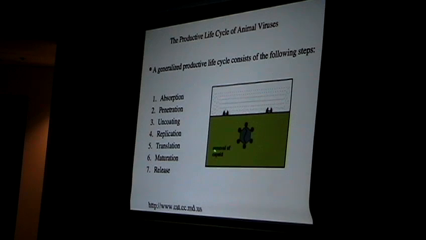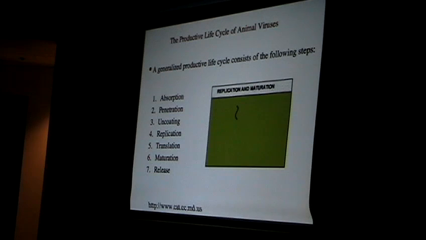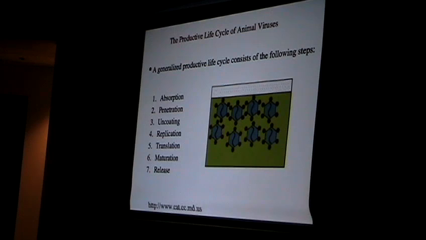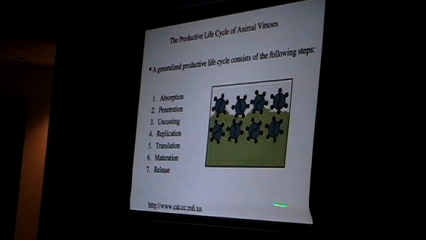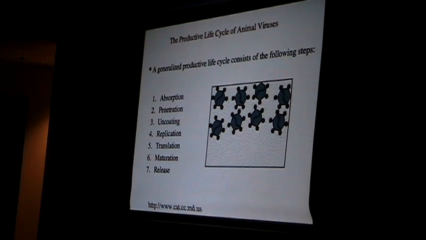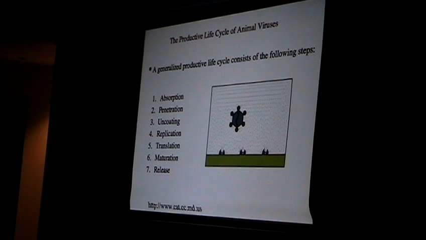So after disassembly, it starts using our machinery and produces more genome, and produces more protein, and it produces the protein subunits that it needs. So again, this process of assembly, how the viruses assemble in the cell, is not well understood either. They don't know how it happens. Depending on the type of virus, some viruses exit the cell the same way they came in. Others lyse the cell. I mean, the cell bursts and the viruses are released, as is shown in this picture. So this is a generalized productive life cycle of a virus: how it enters and how it reproduces.